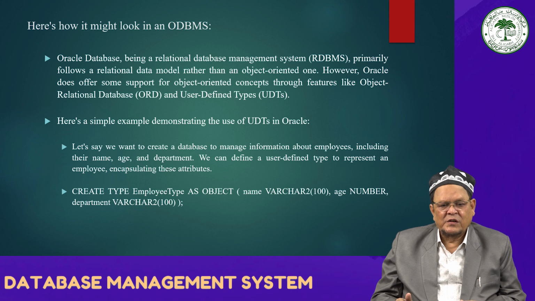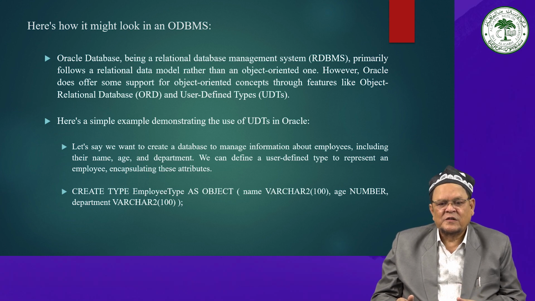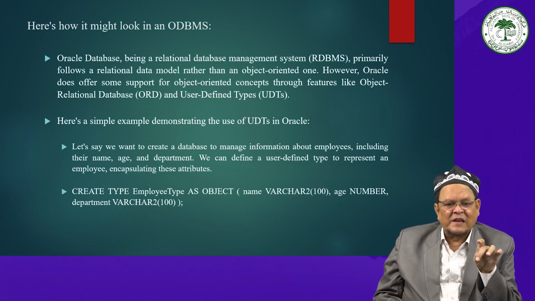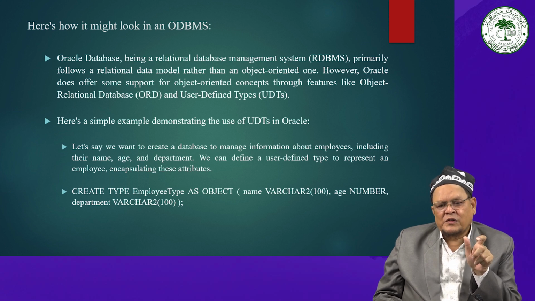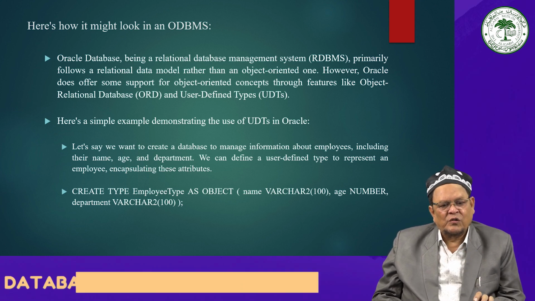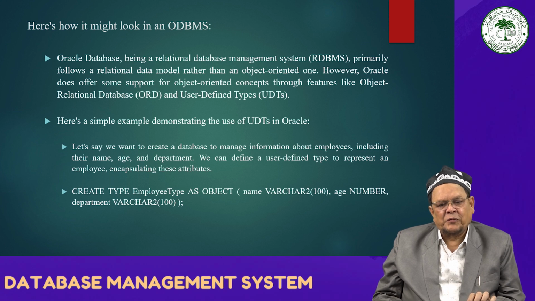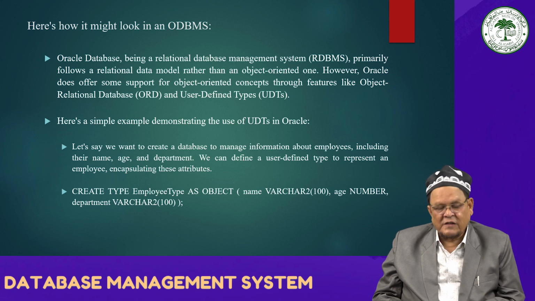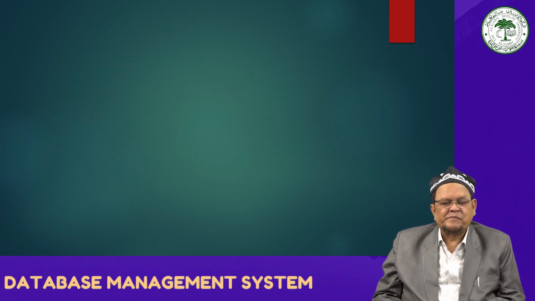Let's say we want to create a database to manage information about employees, including their name, age, and department. We can define a user-defined type to represent an employee, encapsulating these attributes. How do you do that? Create type employee_type as object, name varchar 100, age number, and department varchar 200, with the parentheses closed. In this way, we can create it.